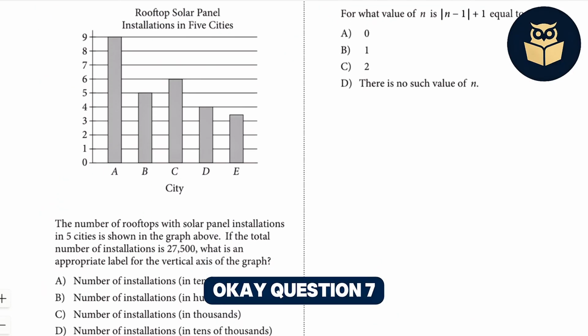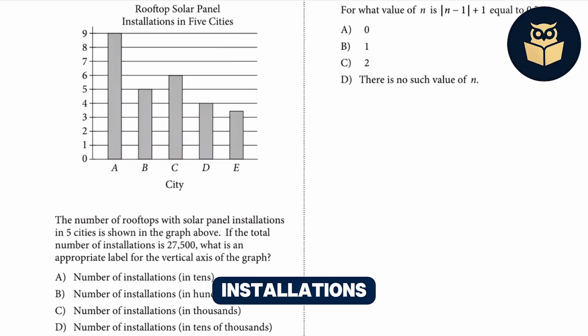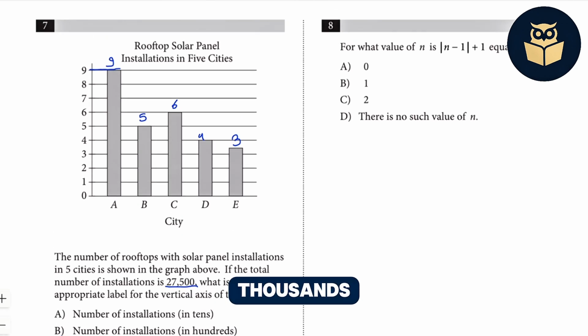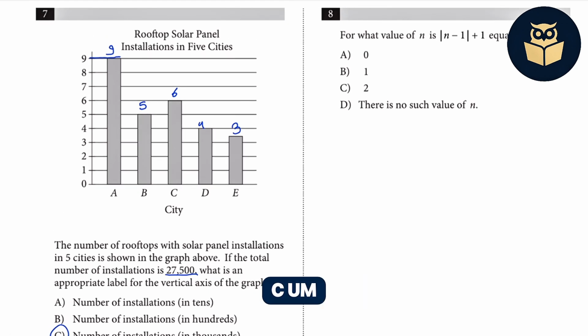Let's look at question 7. We have a bar graph showing installations, and if you add up the heights of all 5 bars, you get 27.5 units. But the problem states the total installations were actually 27,500. So let's divide 27,500 by 27.5, and we get 1,000. This means every single unit on the vertical axis stands for 1,000 installations. Therefore, the axis label must be number of installations in thousands, which is choice C.